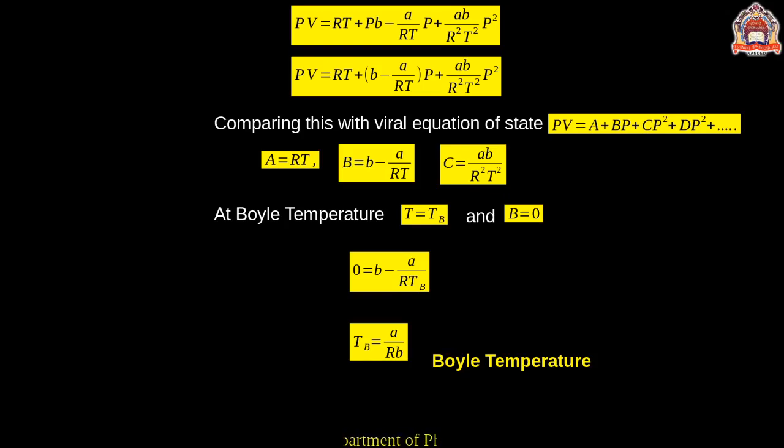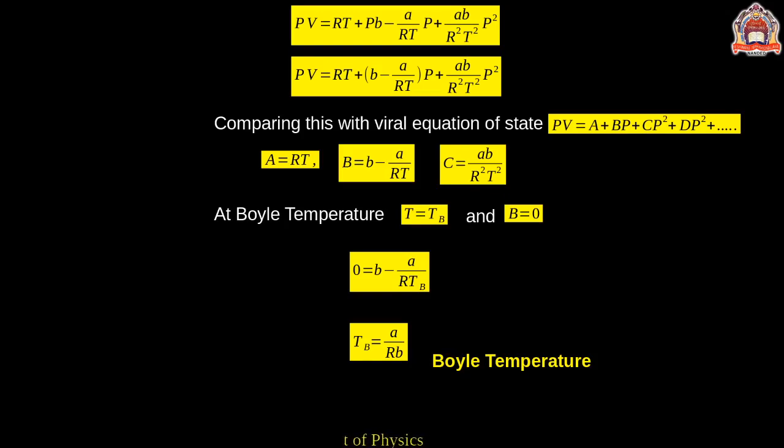Here the Boyle's temperature depends upon the value of A and B, which are different for different gases. Suppose we are taking nitrogen gas. The Boyle temperature of nitrogen gas is 50 degrees centigrade, and for hydrogen it is minus 169 degrees centigrade, while for helium it is minus 2.4 degrees centigrade.